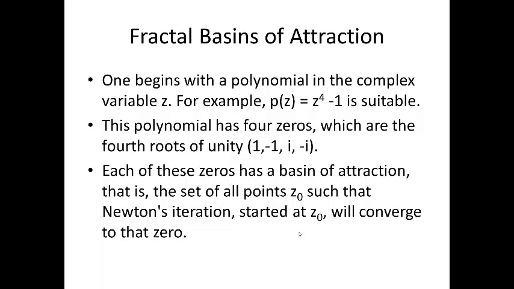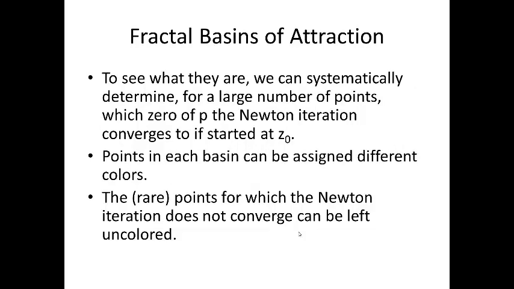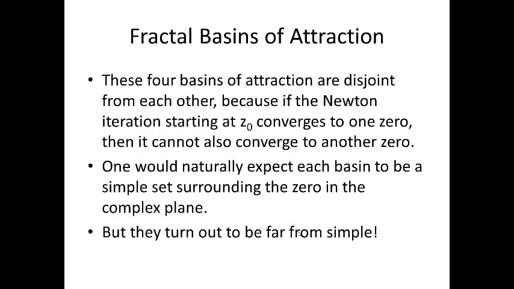Now each of these zeros has a basin of attraction. So there's a set of all points z0 such that Newton's iteration started at z0 will converge to that zero. So these 4 basins of attraction are disjoint from one another because if the Newton iteration starting at z0 converges to one zero, then it can't converge to another. It's going to converge to only one of those 4 zeros.